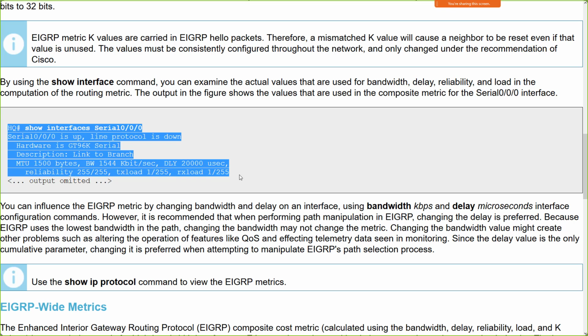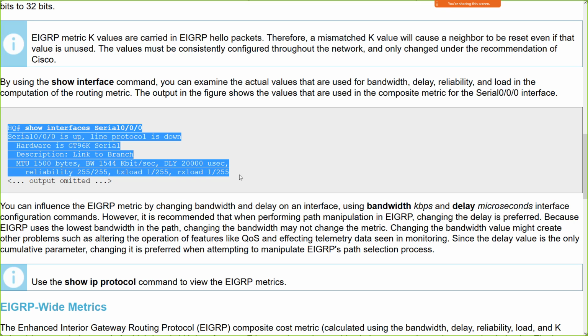Now, those calculations don't just affect EIGRP. They could have an effect on other types of calculations like related to QoS and whatnot as well. So that's still something to consider when you're modifying those values.